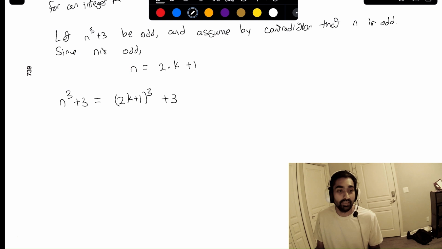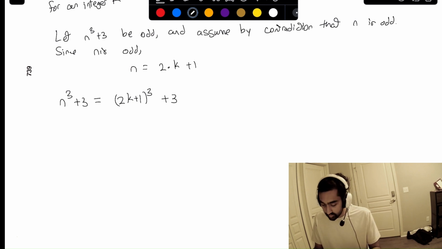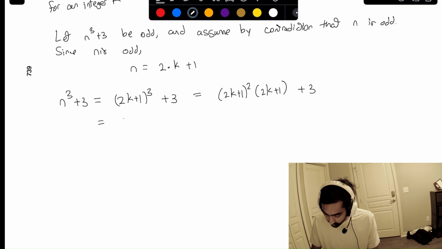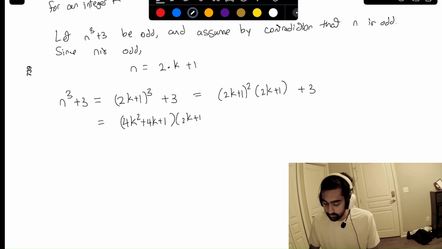And now I can expand this brackets however you want. It's a cubic. You can use binomial theorem if you want, but the way I'm going to do it is like this. I can write this as (2k plus 1) squared times (2k plus 1) plus 3. If I expand the perfect square, (4k squared plus 4k plus 1) times (2k plus 1) plus 3.